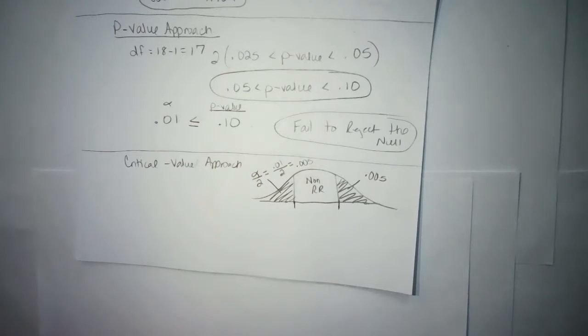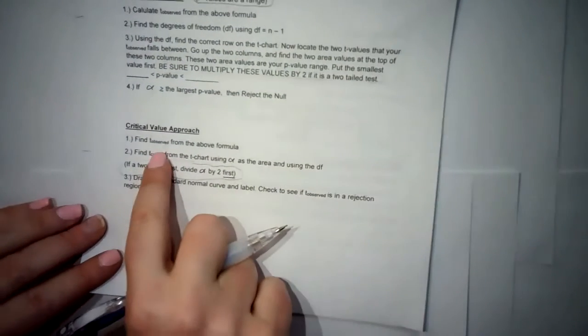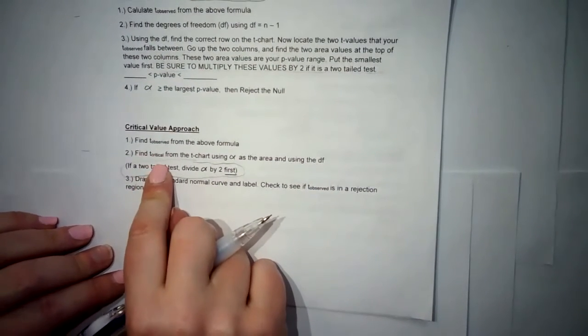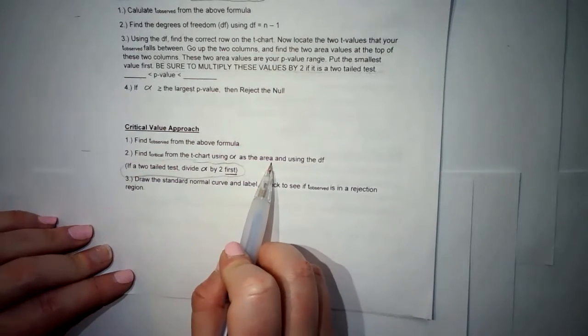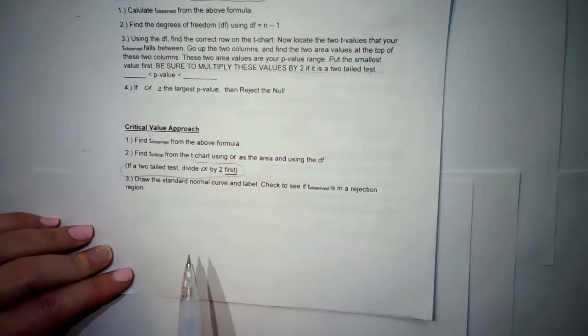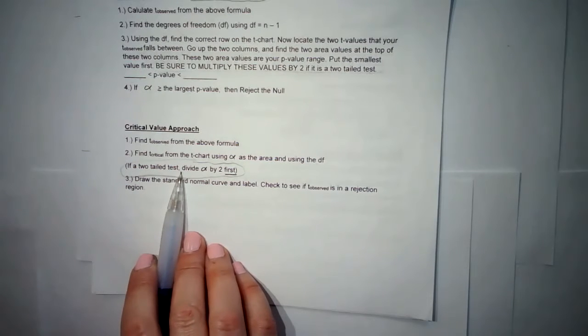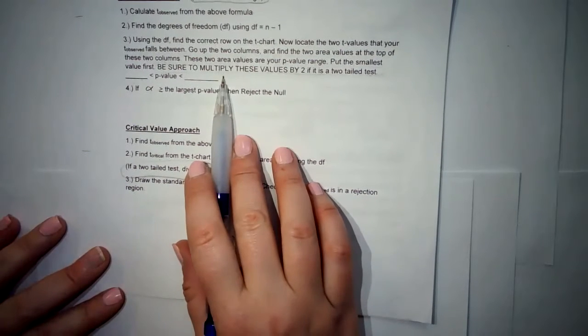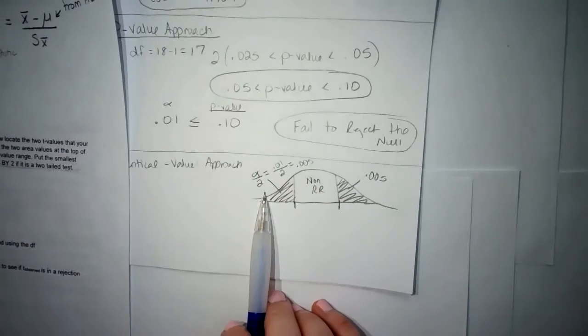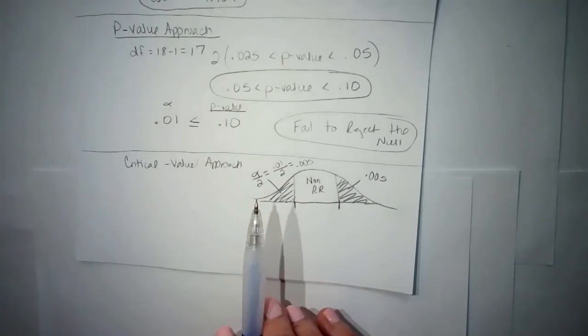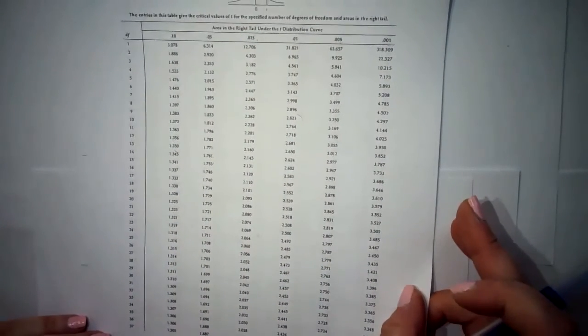All right, so I need two critical values, and then I'm going to see where my observed value falls. I found my T observed. Now I need to find T critical. So from the T chart, using alpha as the area and the degrees of freedom, I'm going to find it. Because it's the opposite of p-value, here we multiplied by 2, and here we have to divide by 2, but we already did that when we drew our picture, so we don't have to worry about it.